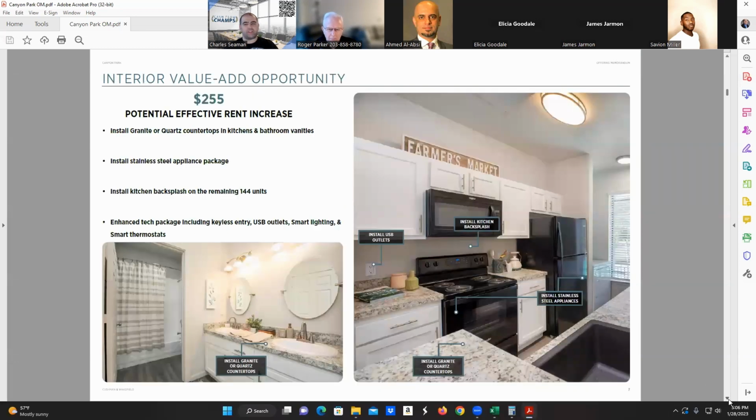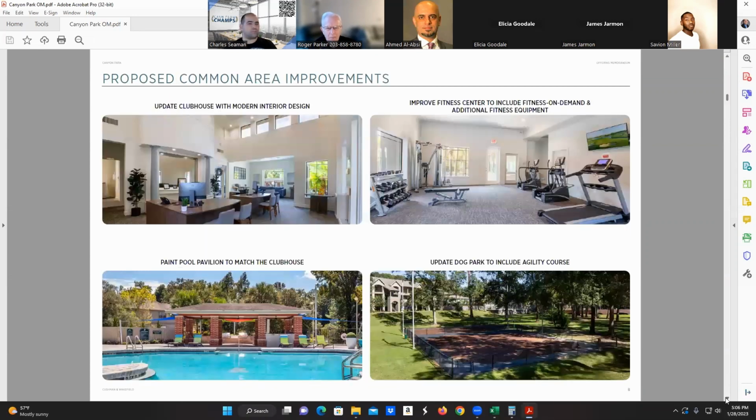Okay, so now we look here, they're telling us about the value add, which is interesting because you would think they put $7 million in the property. What the heck more are we going to do to it? But apparently they're still saying we could spend some more. So they're suggesting higher grade countertops, stainless steel appliances, enhanced tech packages, which a lot of the younger people go for at this point, and backsplash in the kitchen. So those are all things we could consider, along with some different amenities.